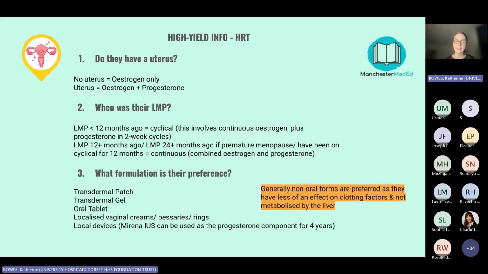And also be aware that if a woman does require the progesterone component of HRT, then that can be given via the intrauterine system that we've already talked about in the context of contraception. You might have heard it called the Mirena coil. So that's your hormonal coil, okay? And I think a key learning point is that generally transdermal is the preferred route because it has less of an effect on clotting factors and so possibly less of a VTE risk. So that's a key takeaway there.